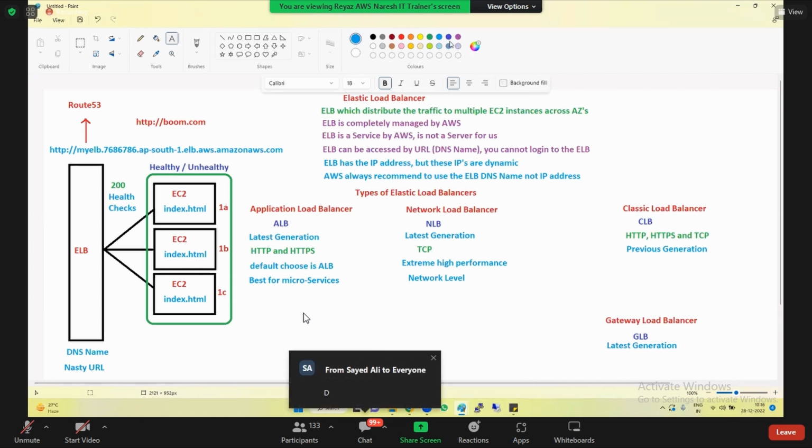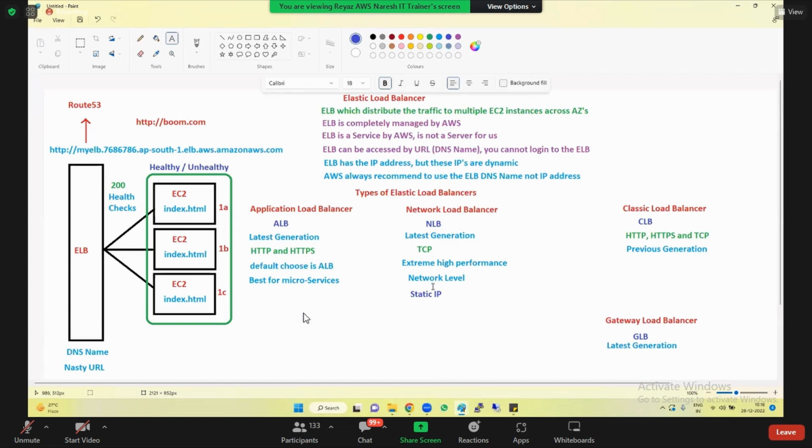So this network load balancer supports static IP. This is the only load balancer that supports static IP. The rest don't support it. Understood? So this network load balancer works on TCP level, network layer. Do you remember OSI layers? We have learned the network layer, no? In that network layer, this will work, network load balancer.